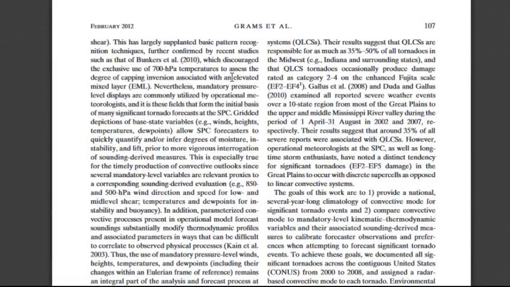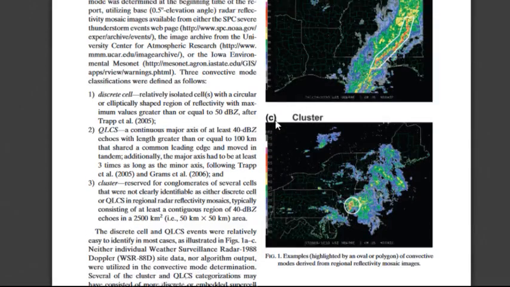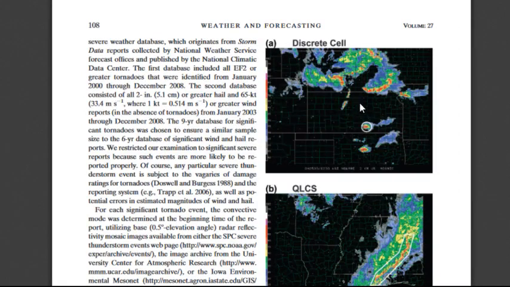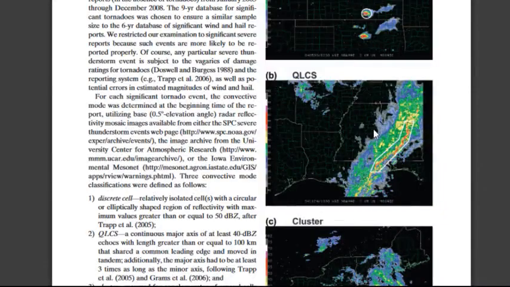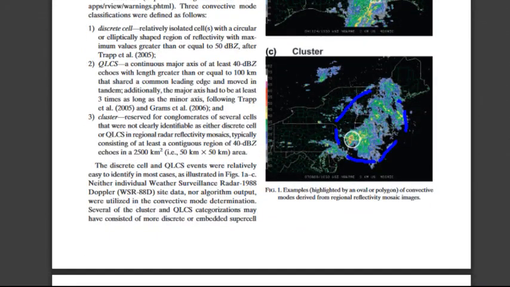Starts out with the basic assumptions there. Typically weak forcing associated with discrete cells, and strong forcing gives us the QLCSs, which are basically squall lines and MCSs. And this radar presentation shows you archetypes of those. So here's the discrete cell, and you can see there over Wichita and even Oklahoma City, a couple of isolated cells. And then the QLCS is this right here, classic MCS appearance. And then we have the cluster where it doesn't really fall into either category.